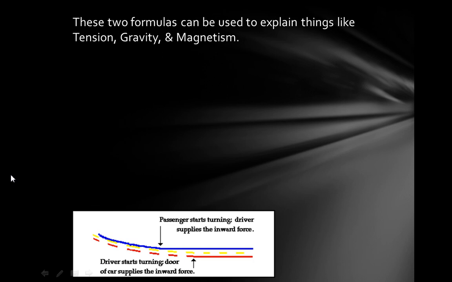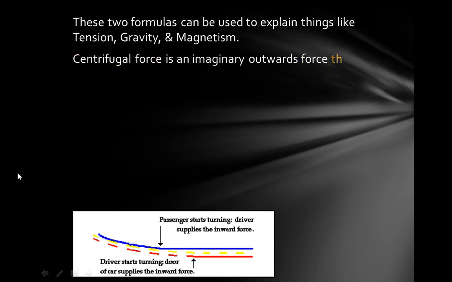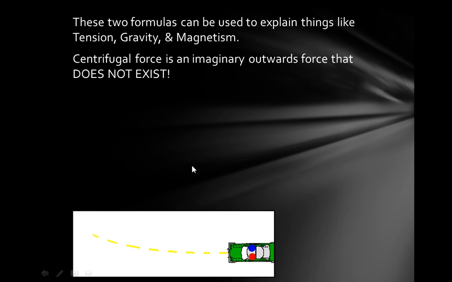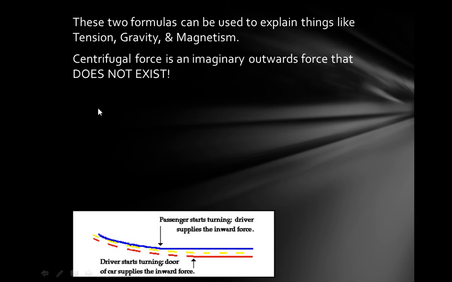So these two formulas can be used to explain things like tension, gravity, and magnetism. We won't do any magnetism, that's done in Physics 30. But we will be doing tension and gravity, as well as one more, friction. We'll see how that relates probably in the next slide here.